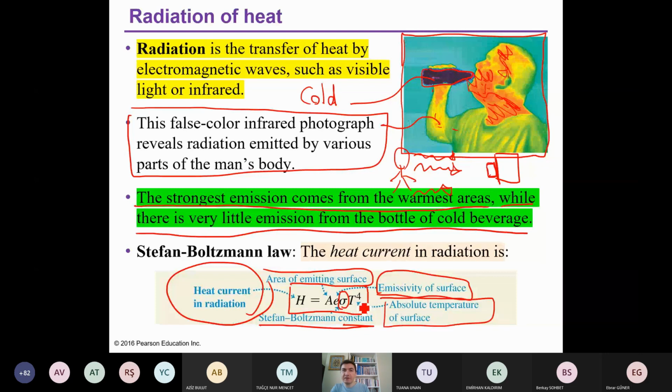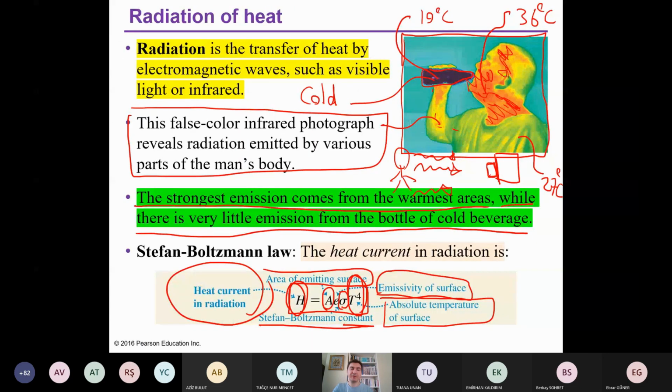So let's consider the temperature of this cold beverage is, let's say, 10 degrees Celsius. The temperature of the skin is, let's say, 26 degrees Celsius. And the temperature of this cloth here is 27 degrees Celsius. Each surface has a different temperature and different surface area, so there will be a different heat current in radiation. Do you have any question in this part?